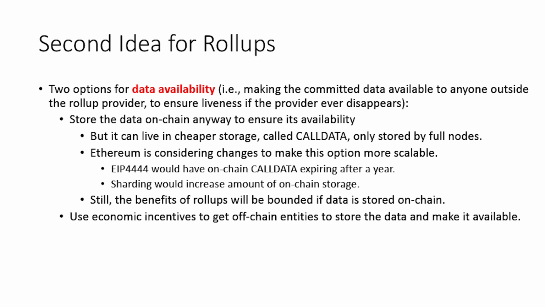But if we're going to stick with this on-chain option, it will put an upper bound on the possible benefits of rollups, because no matter how fast the verifier is for verifying the proofs, the dominant cost will just be storing all this stuff on chain that is not actually part of the proof. Right? It's just the data that's committed to, which has nothing to do with how efficiently the proofs are verified.